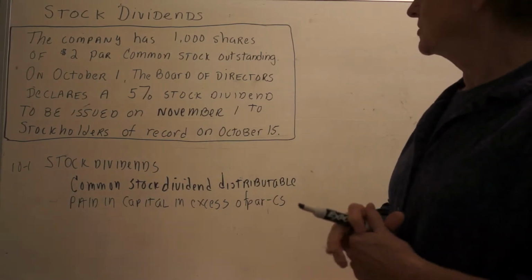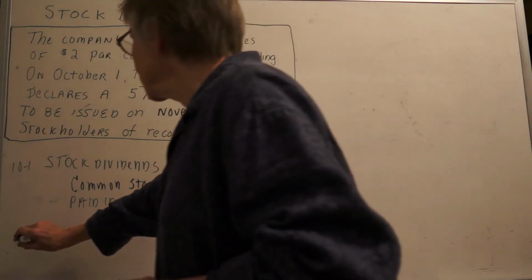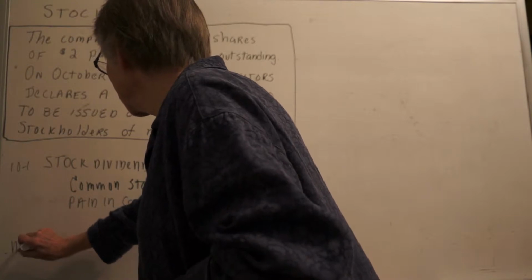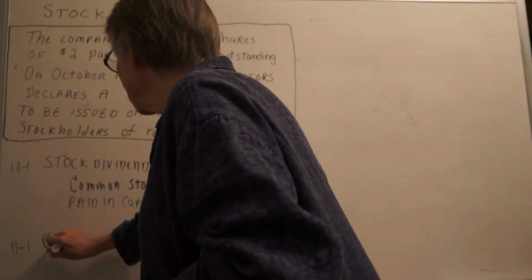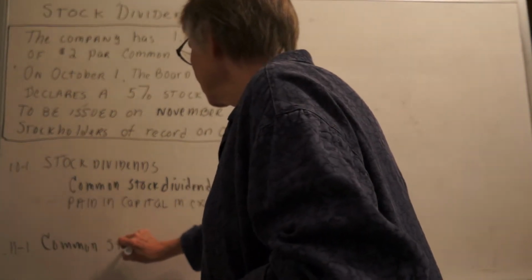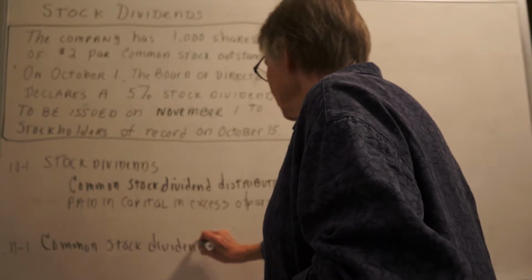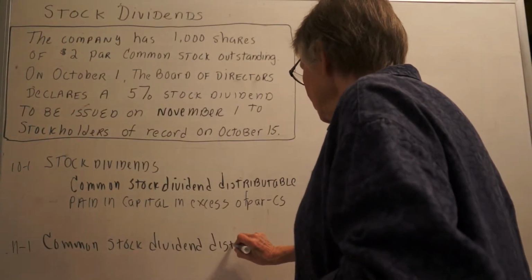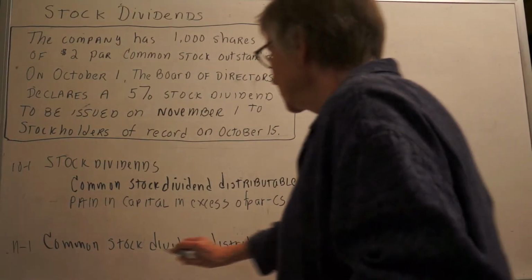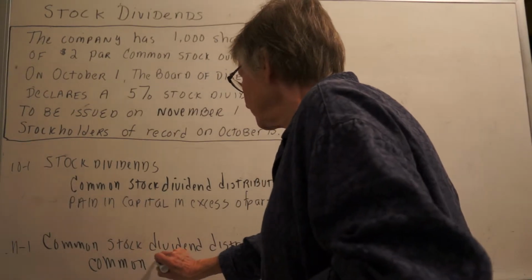And so those would be the accounts that would be used when the dividend is declared. On the date of record, there would be a memo. And then on the issue date, when the stock is actually issued, which is 11/1, we would simply reduce the common stock dividend distributable, and at that point in time we would issue the common stock.